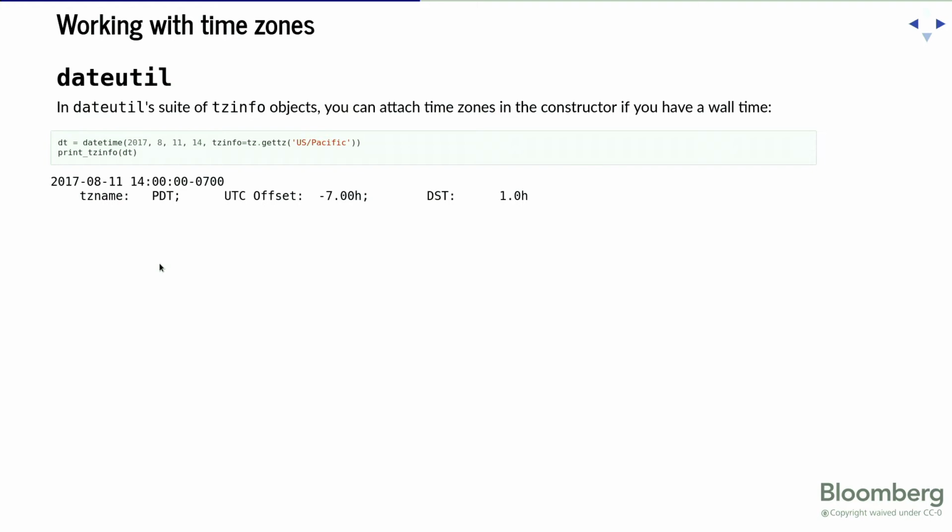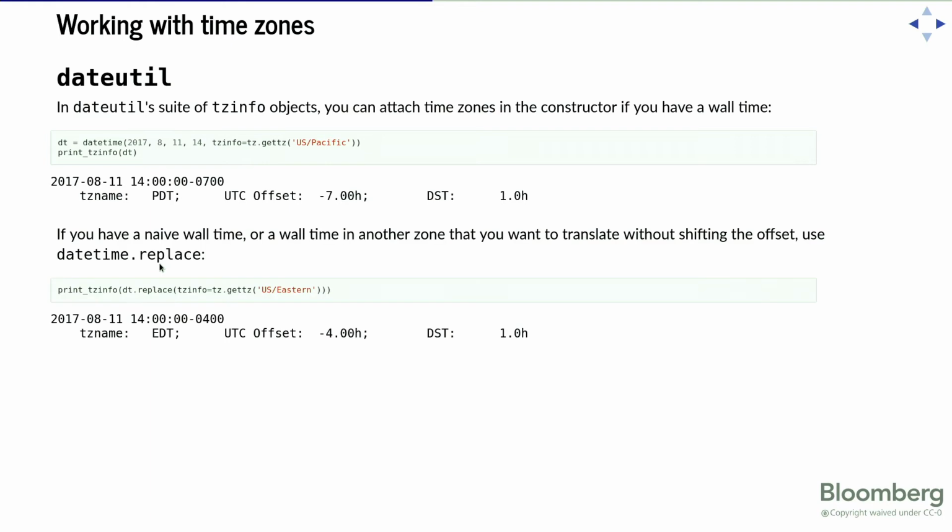So when you're working with time zones, now I'm going to talk a little bit about what you should do to work with time zones in Python. With dateutil, you can use the standard Pythonic interface. You can just attach the time zone directly to the constructor if you have some wall time input, and that will say this is the wall time in that time zone. May or may not be imaginary. If you have a naive wall time that already exists, or you just want to represent the same wall time in a different zone, you can use the replace method.